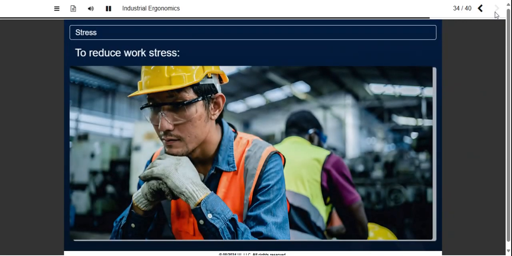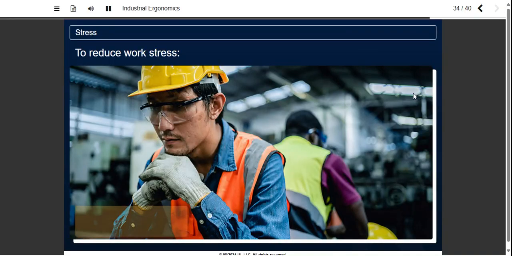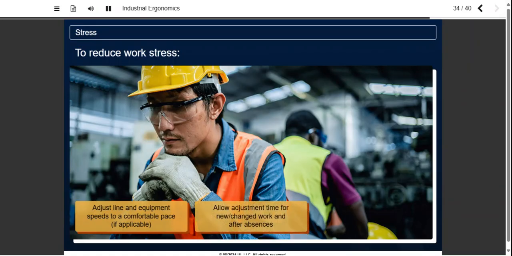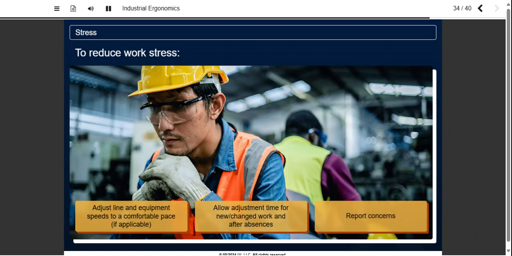Remember that stress at work can strain your body and your mind. If the pace of work is too fast, you may be able to adjust line and equipment speeds. If you are new to a job, if the job is changing, or if you are resuming work after an absence, allow adjustment time so that you can increase your speed steadily and comfortably. Stress isn't always visible, so supervisors may not be aware of it unless you report your concerns. They may be able to help you determine adjustments that will make you more productive and less stressed.